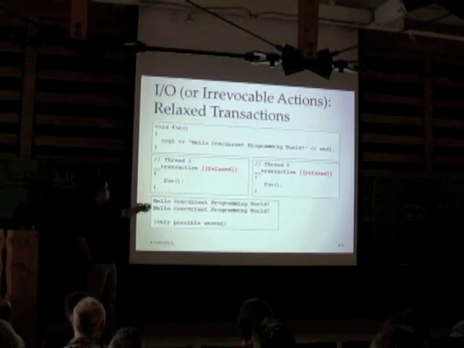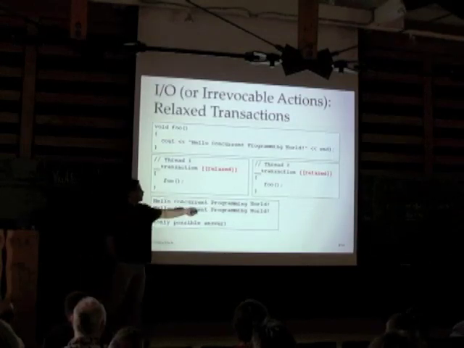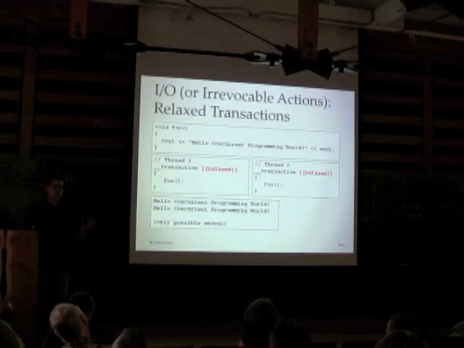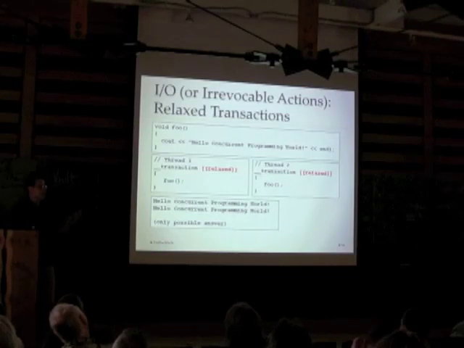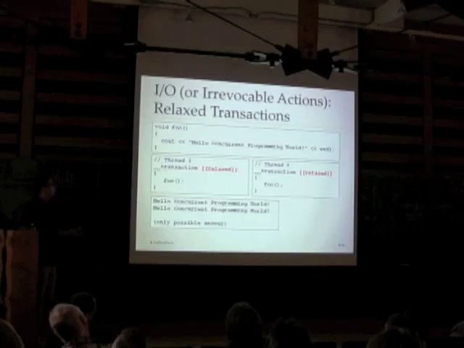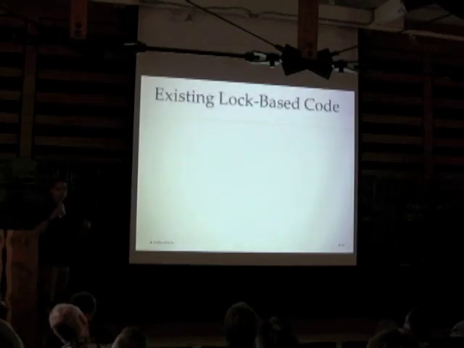And so this guy will execute and print this out. And then this guy will execute and print this out. Keep in mind that this also works for any other transactions that are also not relaxed. So it ensures that there won't be any conflict between any concurrently run transactions. So at this point, we can go back to our original lock-based code.